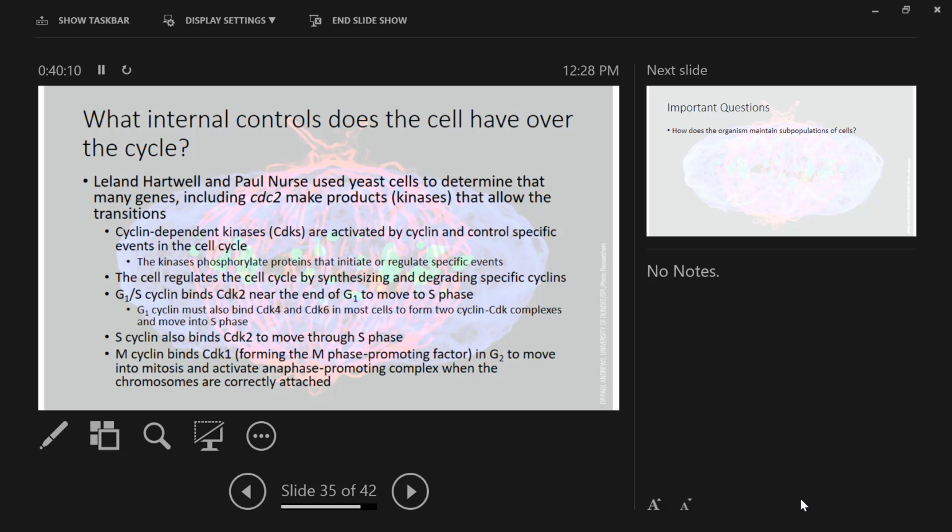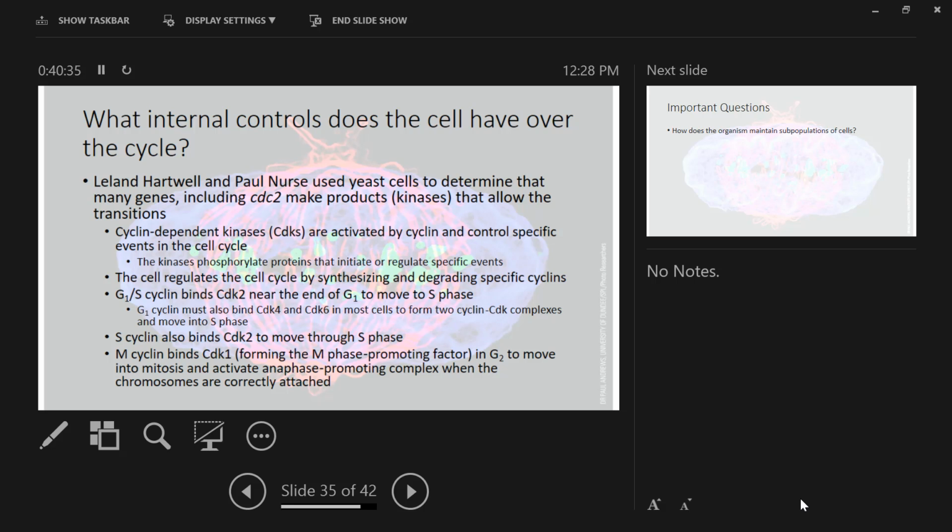It also requires CDK4 to bind G1 cyclin, and it requires CDK6 to bind G1 cyclin. So you have 3 different cyclin-dependent kinases binding 3 different cyclins in order to move from G1 into S. And so it's the main checkpoint and the cell has the most control there.